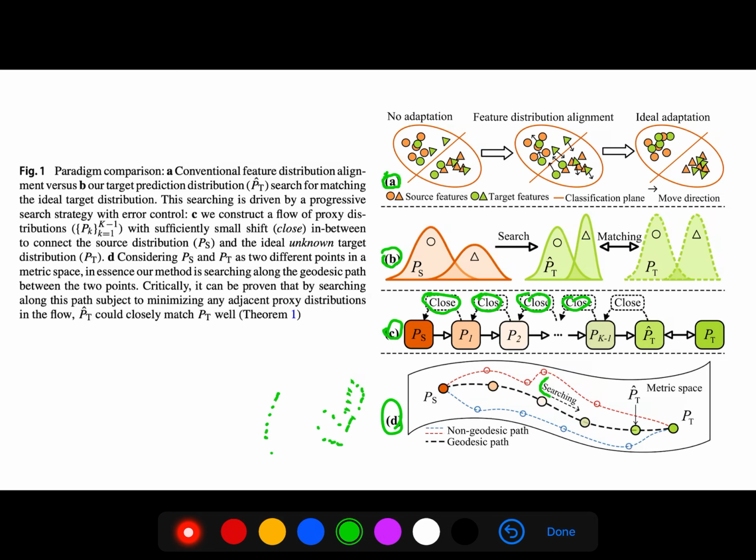So we can look at it as a searching. We go from one distribution to another until we reach our target distribution. We start from the start distribution, then we move. So it's very interesting.